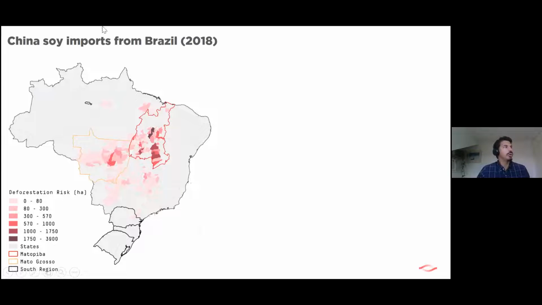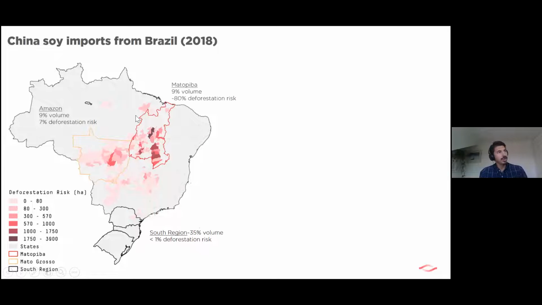So here we are looking at all the China soy imports from Brazil. And it's very interesting to see that of all the imports, around 1/3 or 35% of the volume that they imported from Brazil came from this region here in the south of Brazil, which is really far from the deforestation area. And therefore, the deforestation risk is really low. Then we can see how much is coming from the Amazon, which is around 10% of the volume that China imported in 2018 and which accounts for all the deforestation risk associated with China imports from Brazil. It's only 7%.